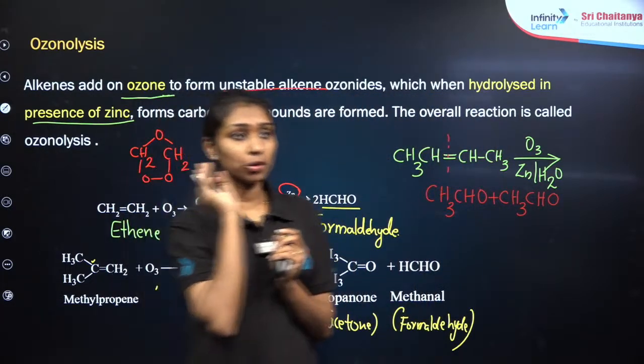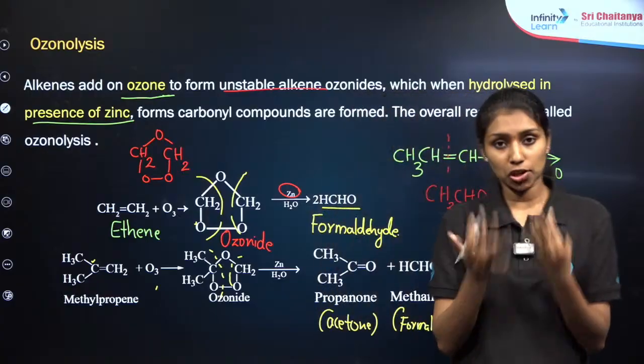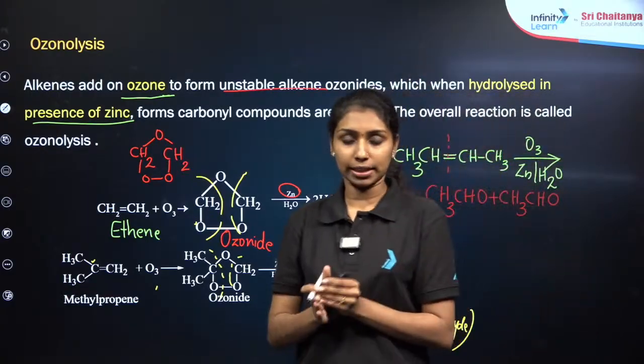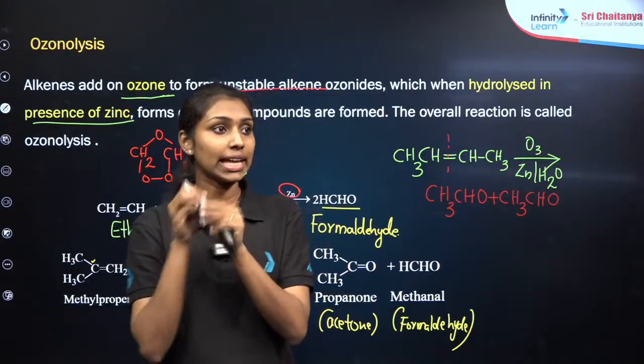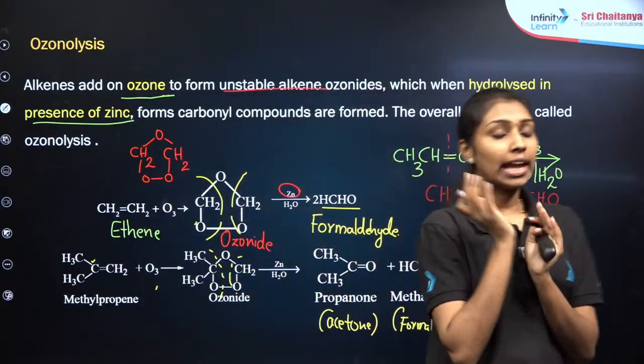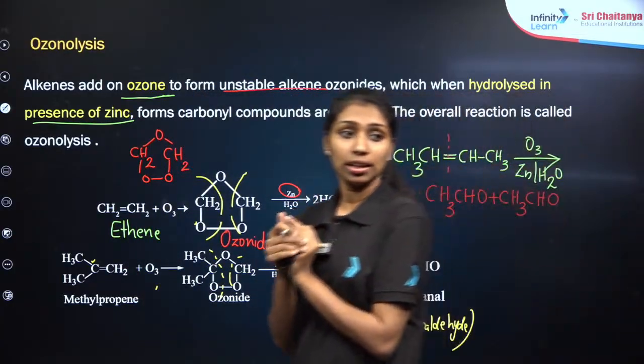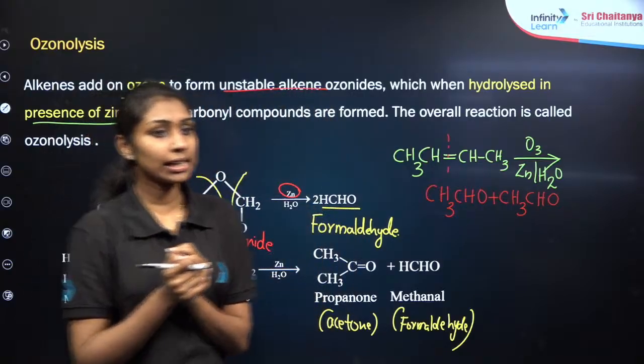The simple thing you have to note is that if you are taking any alkene, just break from the double bond side. Then add an oxygen atom, make it a carbonyl compound. Either it will be a ketone or an aldehyde. Is that clear?